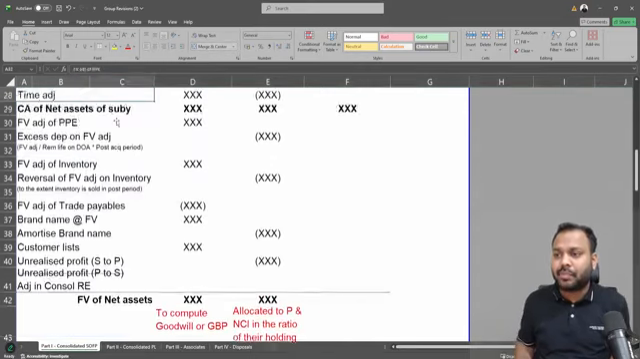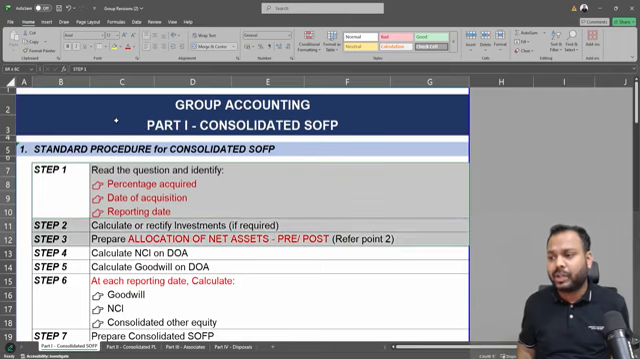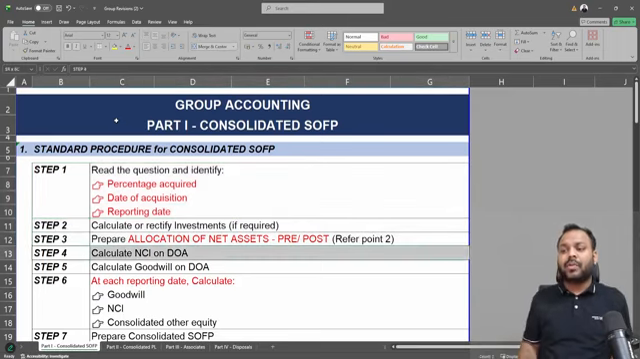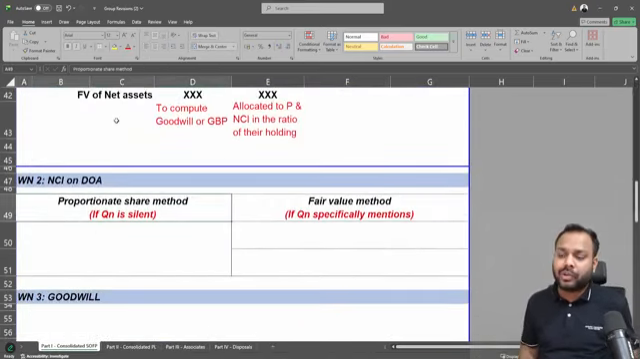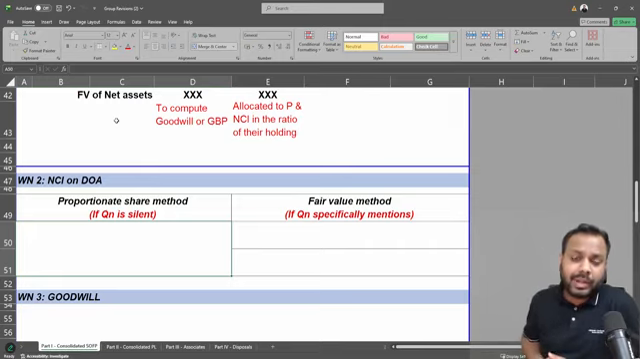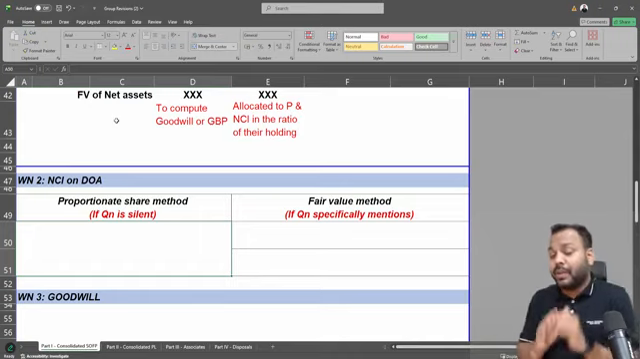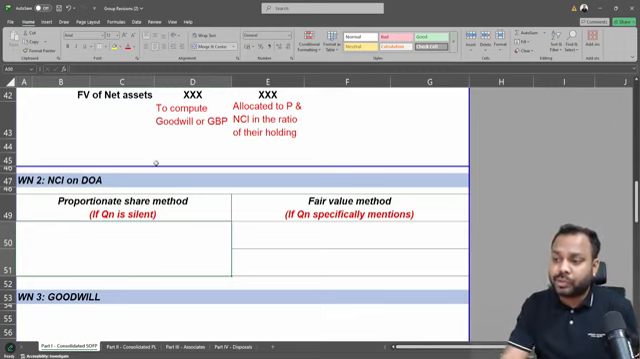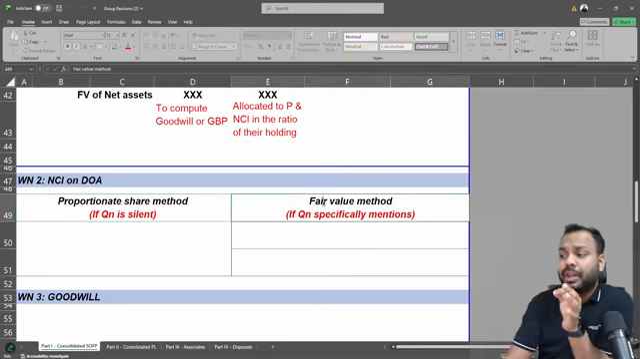So now understand, as part of our steps, we discussed this one, this one, this one. Now the next is calculate NCI on date of acquisition. How to compute NCI on date of acquisition? NCI on date of acquisition can be computed using two methods, proportionate share method or fair value method. Now, if the question is silent, we will use proportionate share method. If the question clearly mentions the use of fair value method, only then will we use the fair value method.